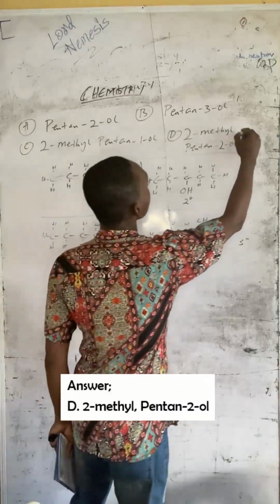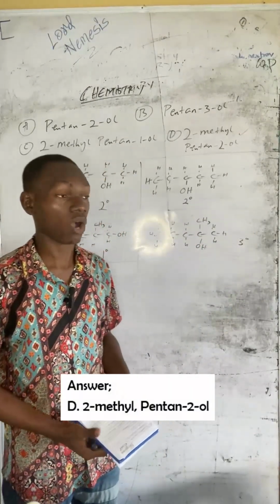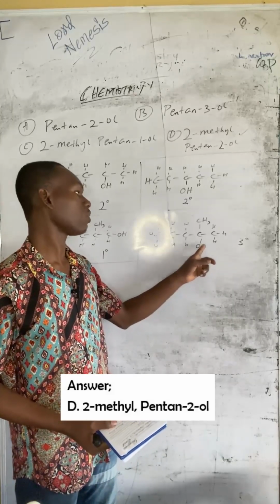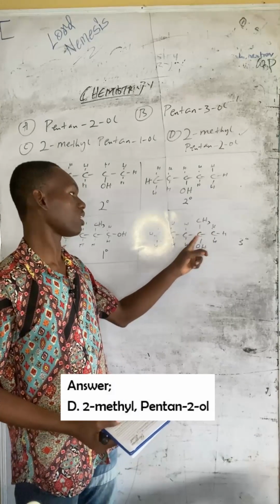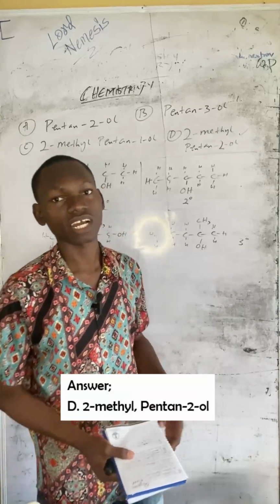So the answer is 2-methylpentan-2-ol, a tertiary alcohol, because our OH group is bonded to a carbon that is directly bonded to 3 other carbons, which shows that it is a tertiary alcohol.